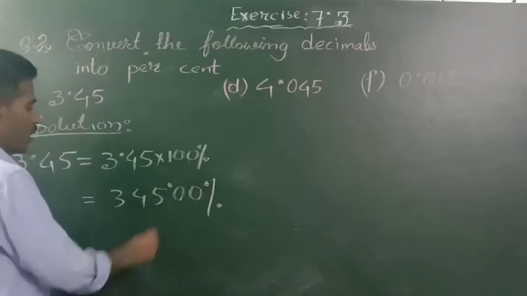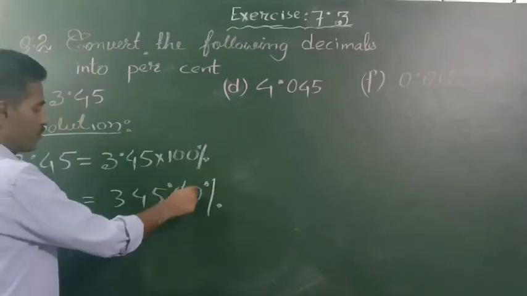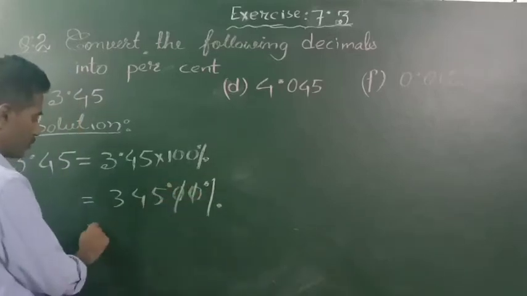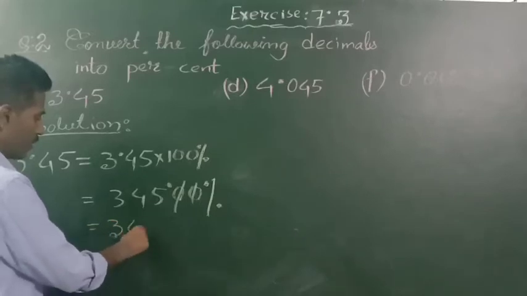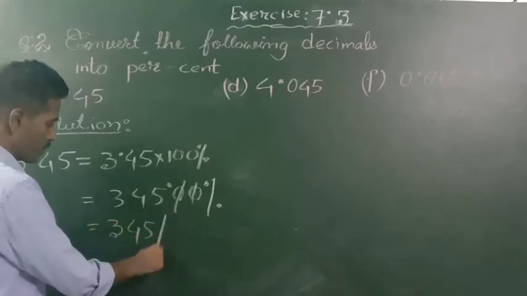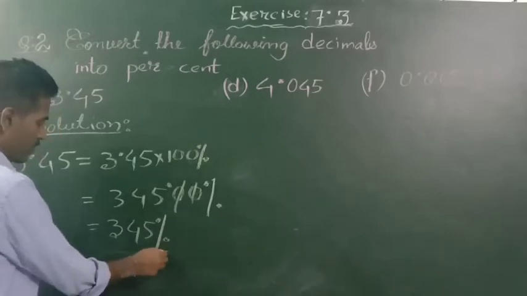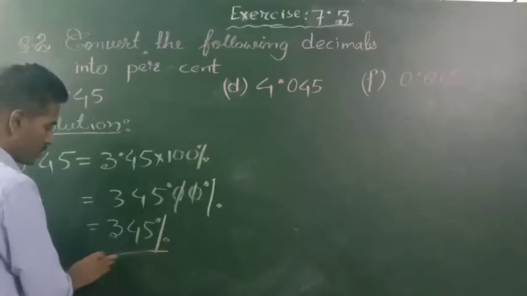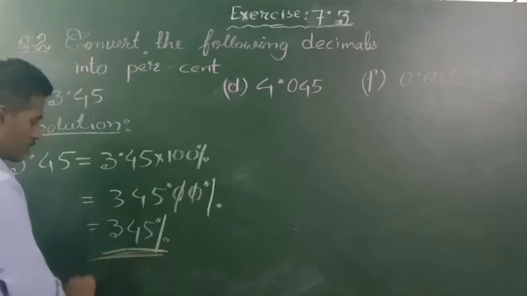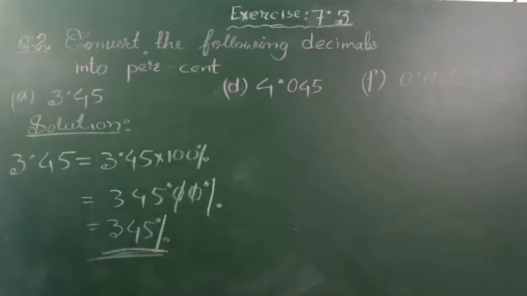Now after the decimal, the 0 has no value, we can cut. So what we got, 345%. This is the solution of question number 2, sub question A.